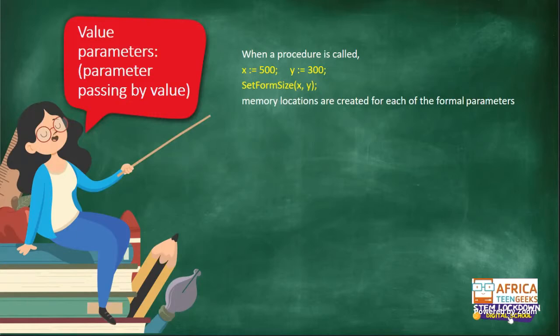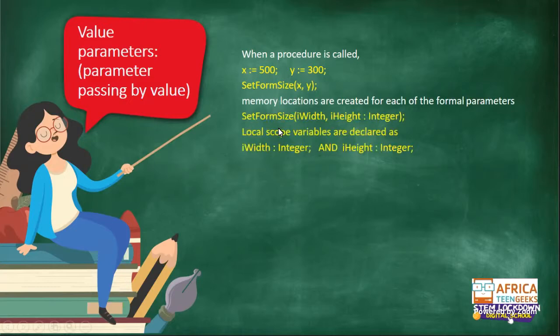So it's as though you are declaring new variables, and the scope of those variables will be local only to that method. Okay, so memory locations at this stage get created for your formal parameters. So here's the example. My set form size, I've got an I width and an I height, and immediately at this point, local scope variables are declared as though I width is an integer and I height is an integer. So now those exist suddenly out of nowhere.